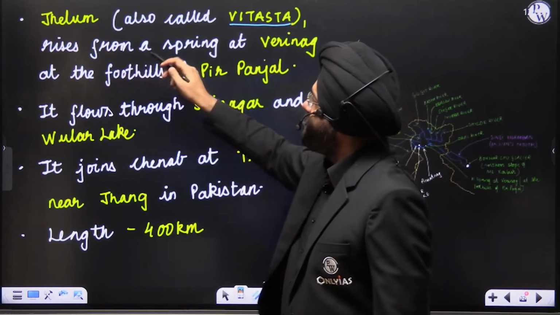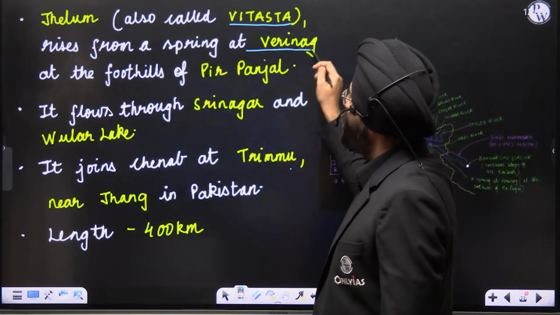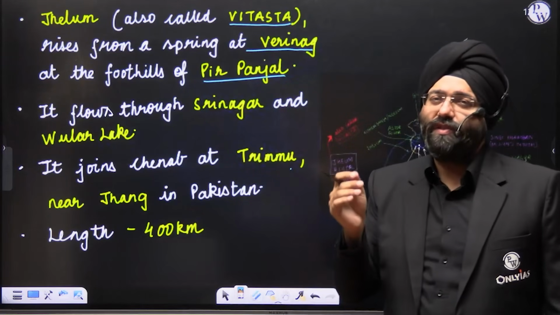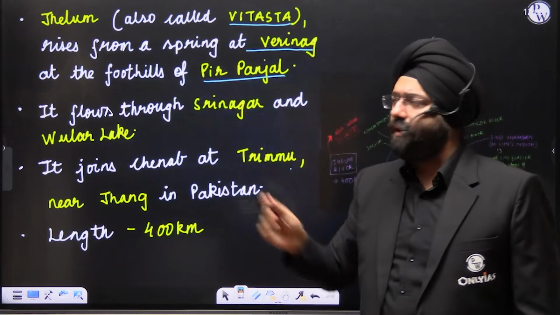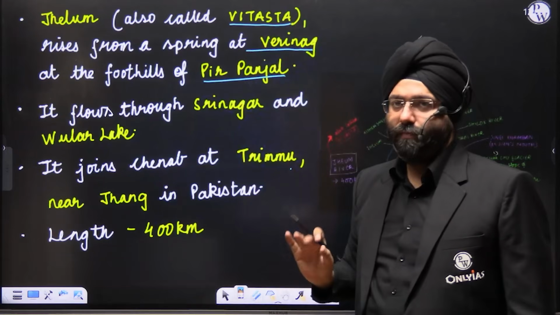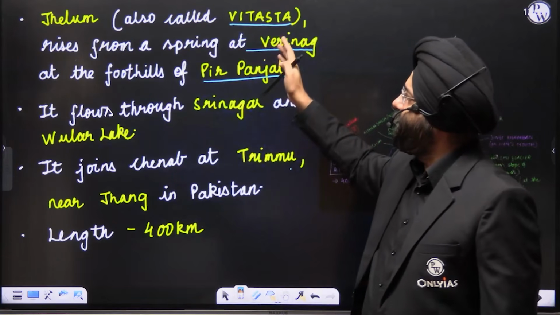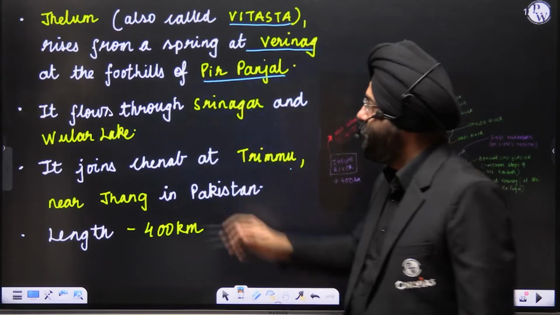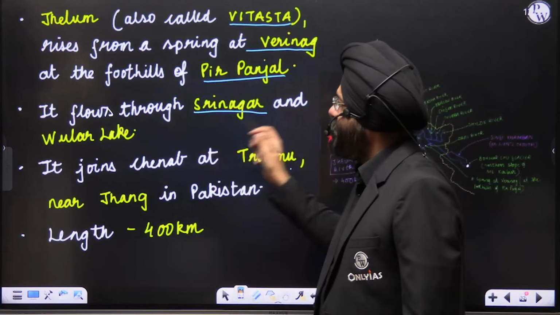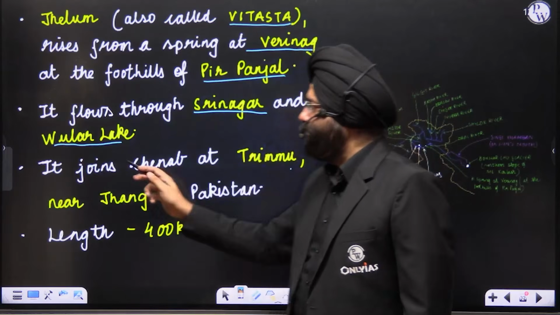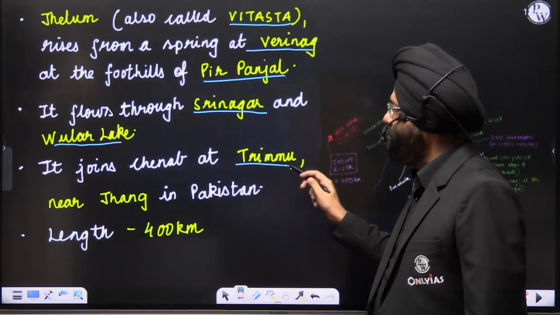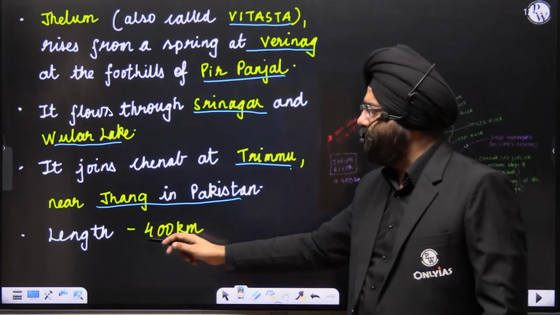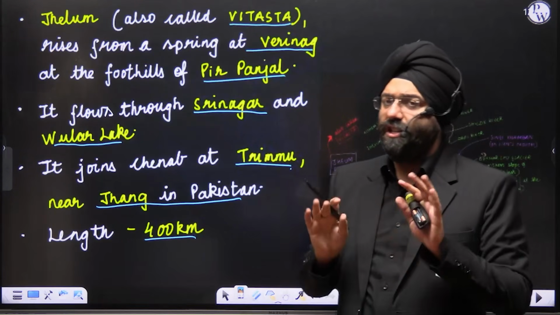It rises from a spring at Verinag at the foothills of Pir Panjal. So I have already highlighted those sections which are important, which can be asked in your prelims, in yellow. It rises from a spring at the foothills of the Pir Panjal range. So again important. Flows through Srinagar and Wullar Lake. It joins the Chenab at Trimmu and near Jhang in Pakistan. The length is about 400 kilometers. Now this is the detail with respect to the Jhelum River.